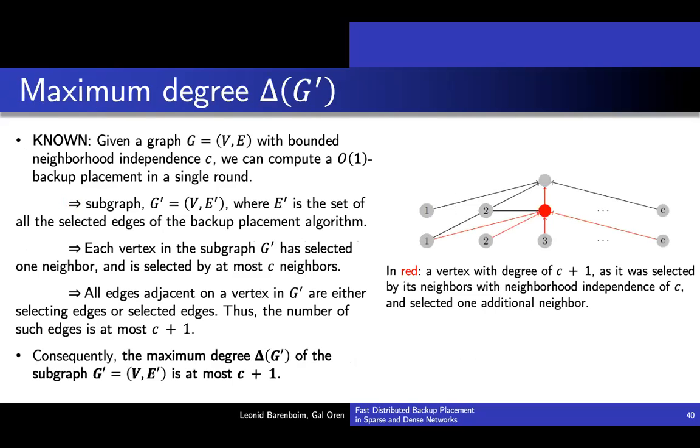Each vertex in the subgraph G' has selected one neighbor and is selected by at most C neighbors, meaning all edges adjacent to a vertex in G' are either selecting edges or selected edges. Thus, the number of such edges is at most C plus 1. Consequently, the maximum degree Δ(G') is at most C plus 1. This is demonstrated in the example on the right, as the red vertex has that maximum degree C plus 1.